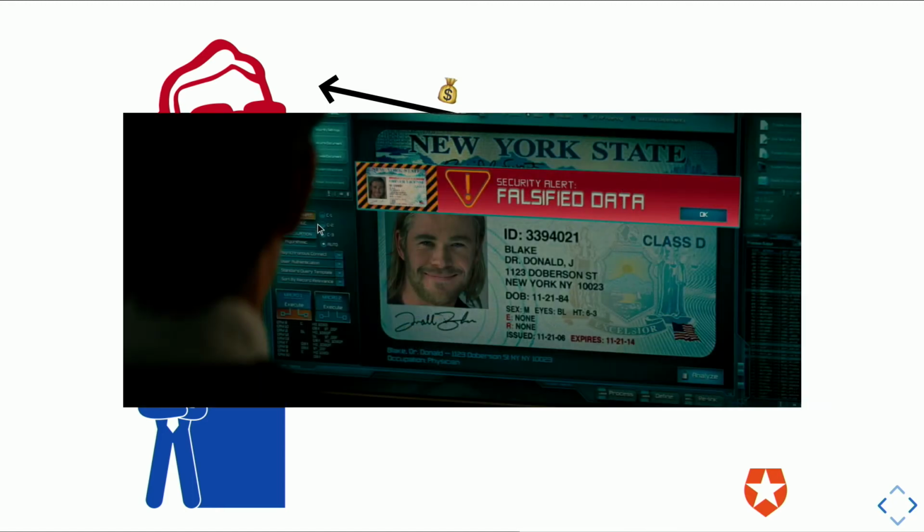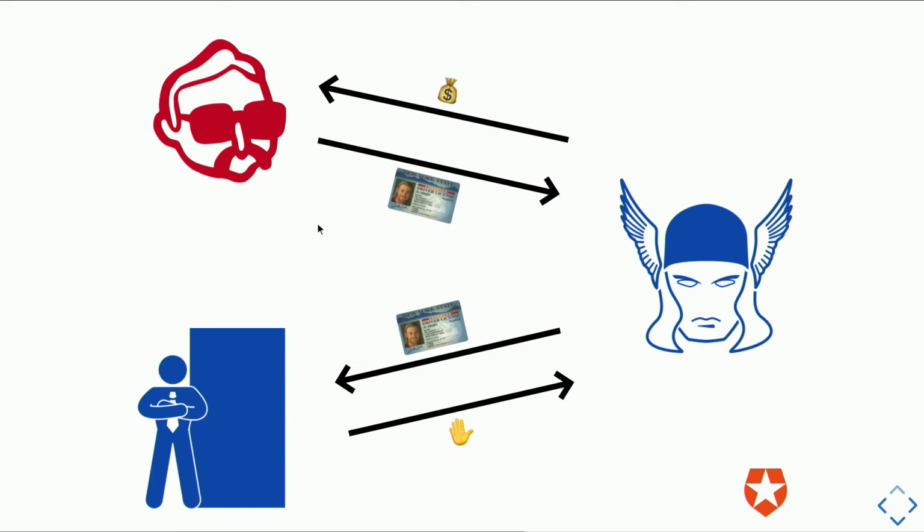And obviously, it's not. So he's going to see that the hologram isn't correct. There's something wrong with it. There's false data. And he's going to tell Thor to hit the road because this is an invalid token, and he can't get in. He can't do what he wants to do. So that's kind of the real-world scenario of how token-based authentication works in the real world.